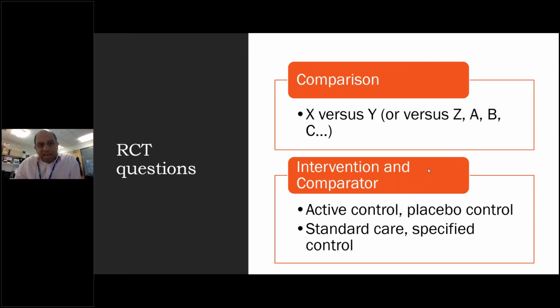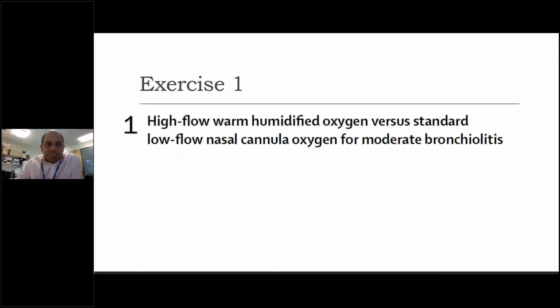So those are the key things to think about when you frame or develop a question for an RCT. Primarily, it's a comparison, and secondarily, it involves some form of intervention and comparator. You have to choose what your intervention and comparator are.